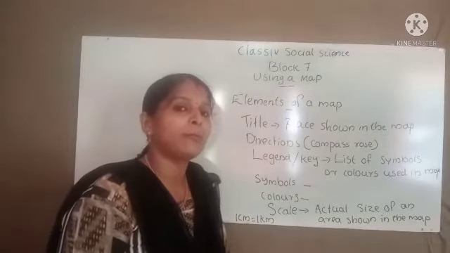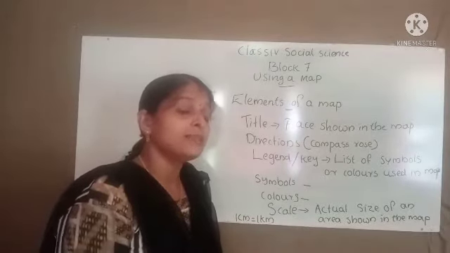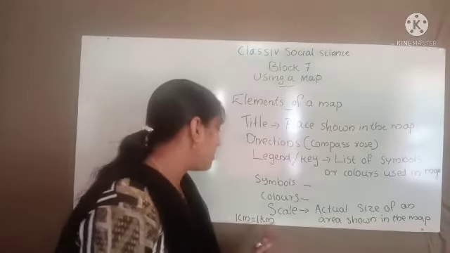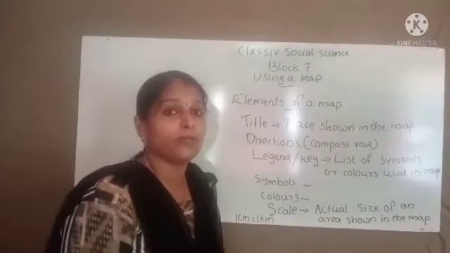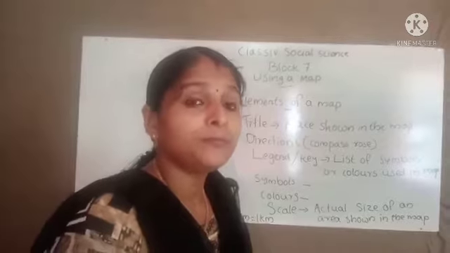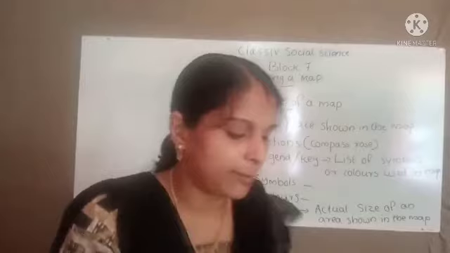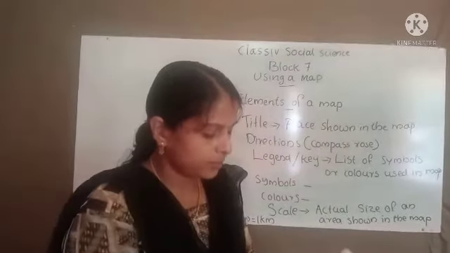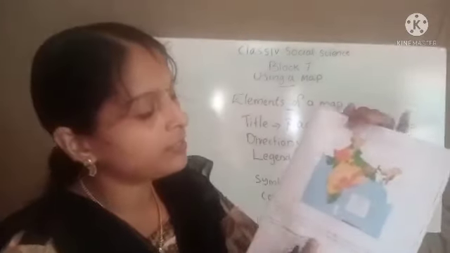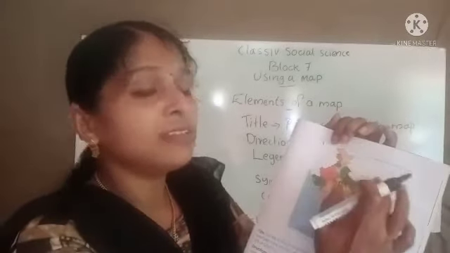So when we draw a map by using scale, then it is a real map. Some maps we draw without using a scale, that is, 1 centimeter equal to 1 kilometer is not used. That is called a sketch. This is the sketch of a map. See the map in your textbook. Yes, this is a sketch, children. Why is it a sketch? You can see here the map is not to scale. That means it is a rough drawing.